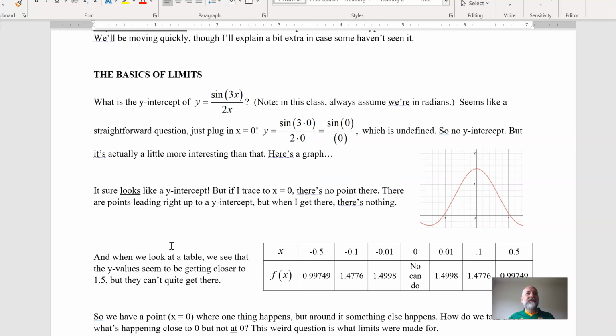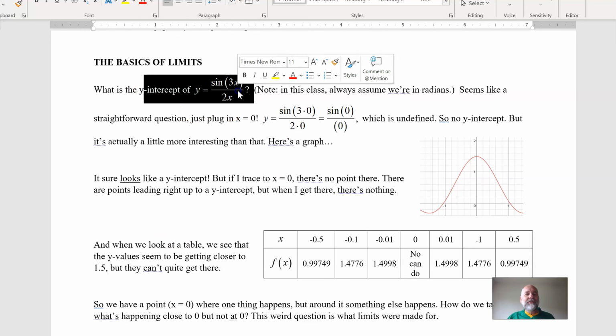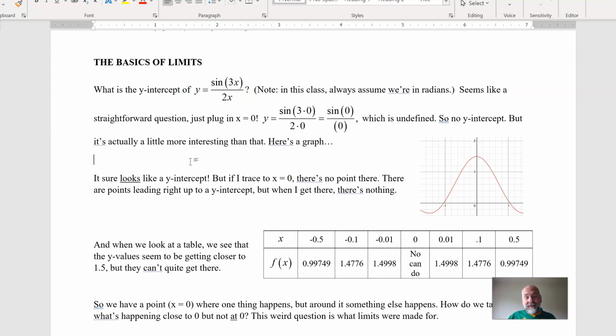All right, so here's the basic idea with limits. I wanted to have a question where limits would make sense before getting to calculus stuff. And so the question I asked is, what's the y-intercept of this function right here? And for the y-intercept, you just plug in 0 for the x's. But when you do that, you get undefined. And so that tells you there isn't a y-intercept.